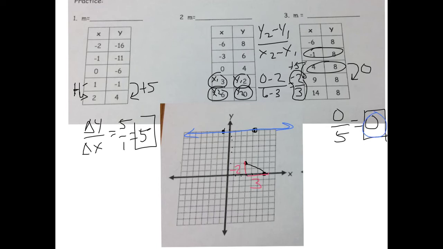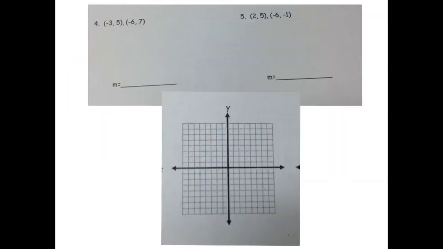Okay. If we do it with points, it's best if you're going to try to do the change to rewrite them stacked on top of each other like this. From 5 to 7 is up 2. From negative 3 to negative 6 is a negative 3. So this is 2 over negative 3, which is just negative 2/3.